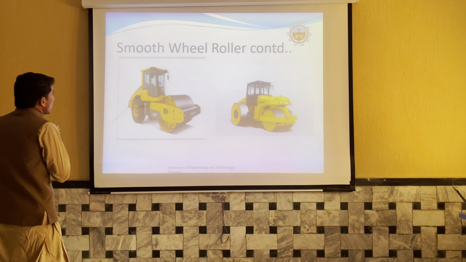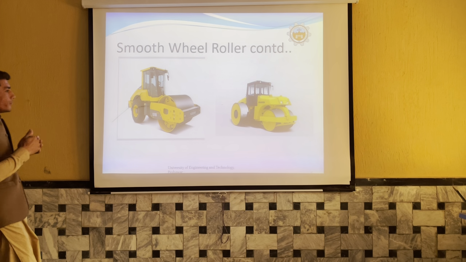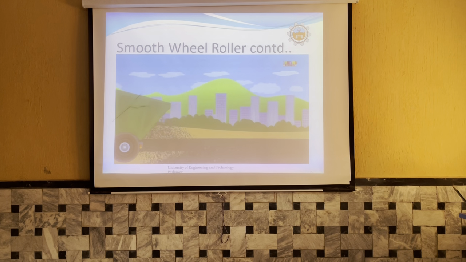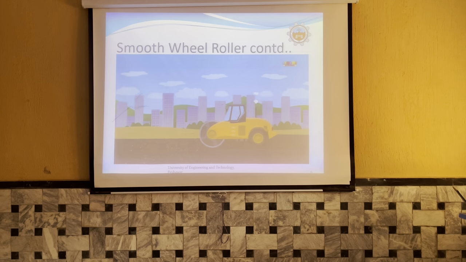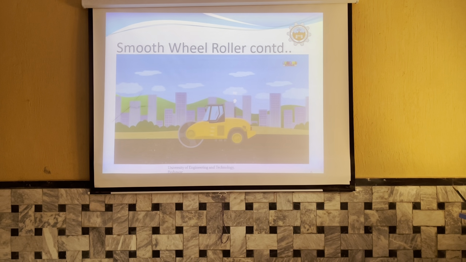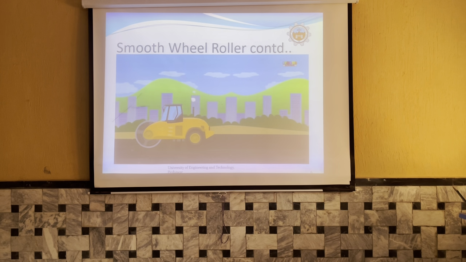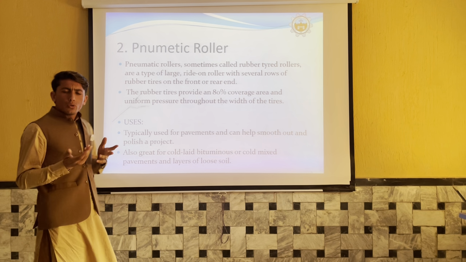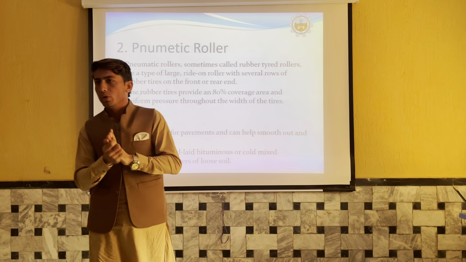Change the slide please. This is the smooth wheel roller tire machine which we use for compaction. These are wheels. So let's see how we can perform this. It covers 100% of the area. We also use it manually in cricket when we want to smooth the pitch surface. So we also use this type of roller.